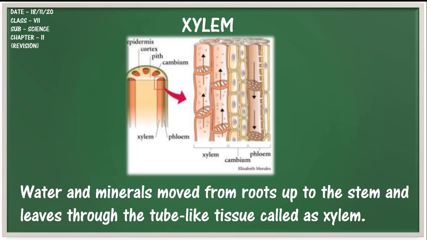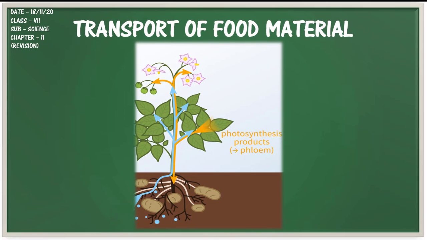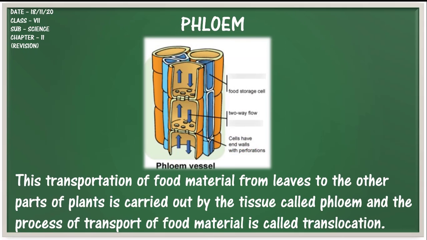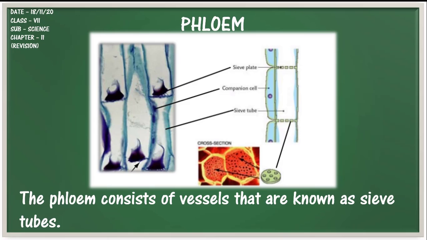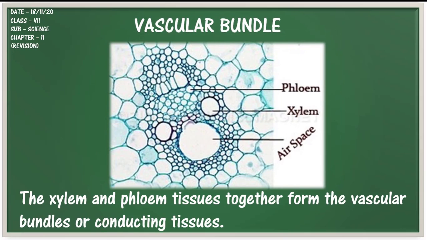Just like water, the food manufactured in the leaf is transported to different parts of the plant. This transportation of food material from leaves to the other parts of the plant is carried out by the tissue called phloem, and the process of transport of food material is called translocation. The phloem consists of vessels that are known as sieve tubes. The xylem and phloem tissues together form the vascular bundles or conducting tissues.